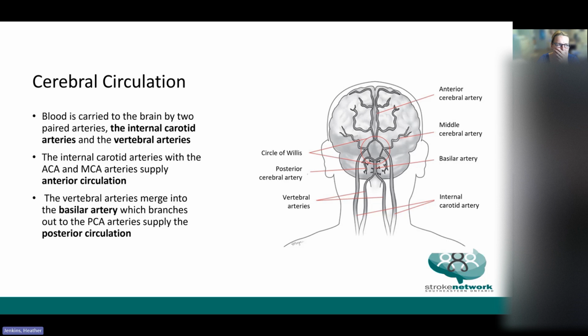Now, your posterior circulation comes from your vertebral arteries. They come up through your spine, and they join to form your basilar artery, and then they branch into your posterior cerebellar arteries as well.